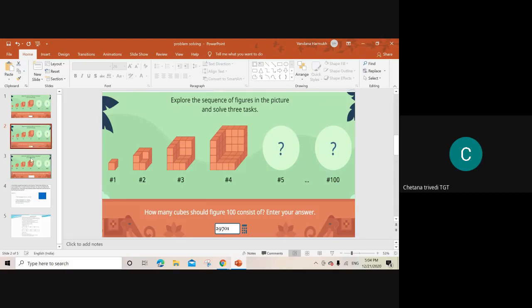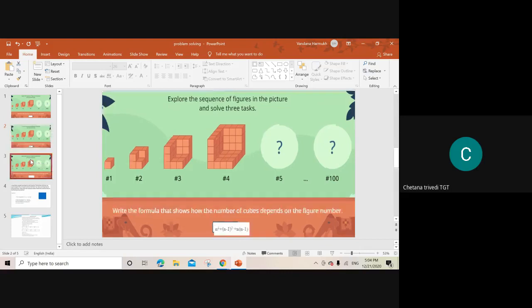And for question number 3, ma'am, please move to the next slide. In this, we have to use the formula. This is the formula by which we can get how many cubes are used to make such a sequence. By using this formula, we can find out for any number in the sequence how many cubes are used.